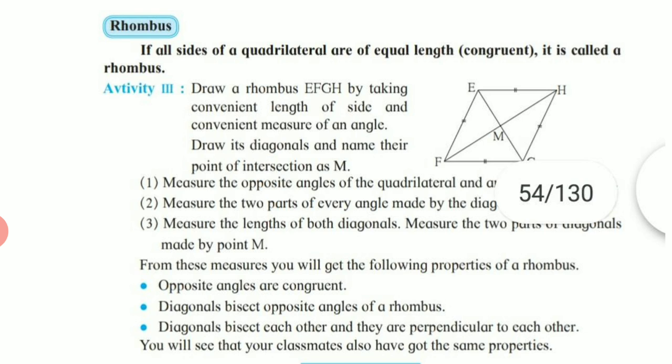Rhombus. The third type of quadrilateral, that is rhombus. If all the sides of a quadrilateral are of equal length, it is called a rhombus.